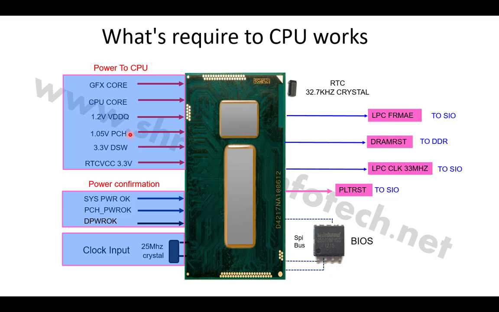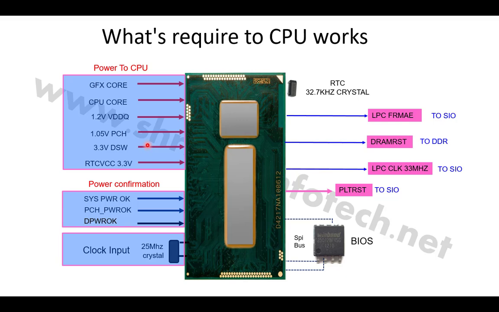Once the laptop's motherboard powers on, then the CPU requires this 1.05 volt, that is going to the PCH, because here the PCH and CPU are merged on a single chip. So that is 1.05 volt required. Then 1.2 volts, that is the DDR4 supply. And finally the CPU core and the graphics core voltages are required. So these are the voltages required to run the CPU. There are different voltages.